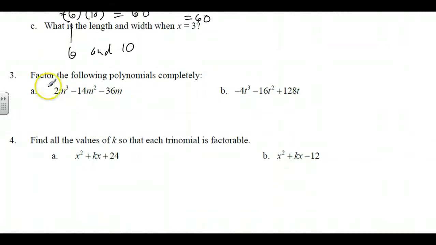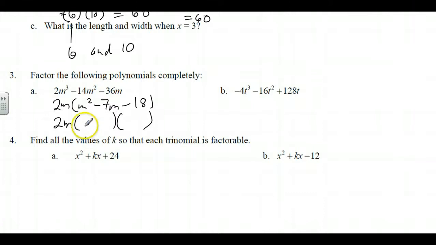Factor completely. Okay, common factor, 2m. m squared minus 7m minus 18. Okay, for real, how do you do it? You put an m here and an m here because you're going to get m squared. Excuse me. Two numbers that multiply to 18 differ by 7 are 9 and 2. The 9 will be negative since the larger term is negative.